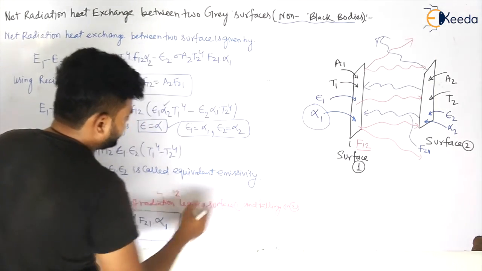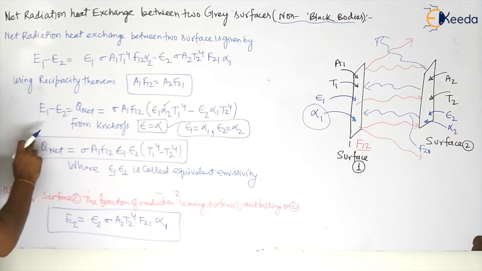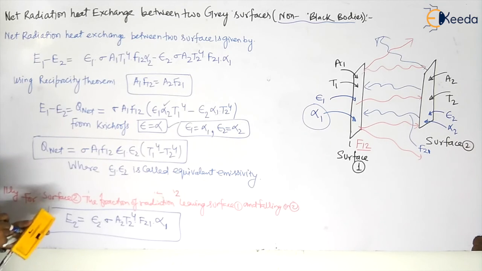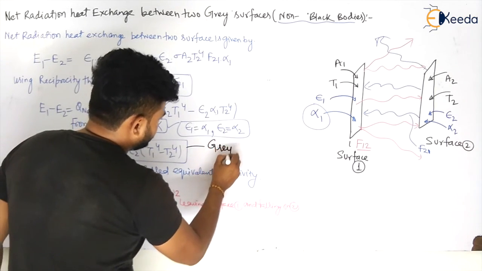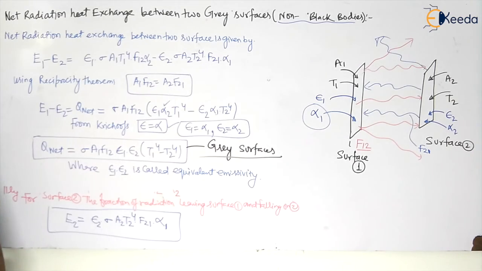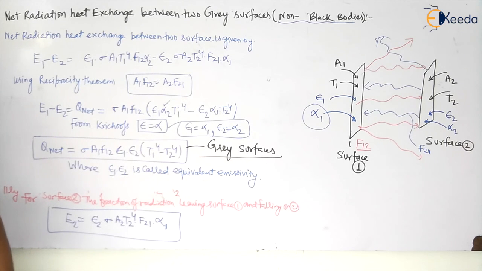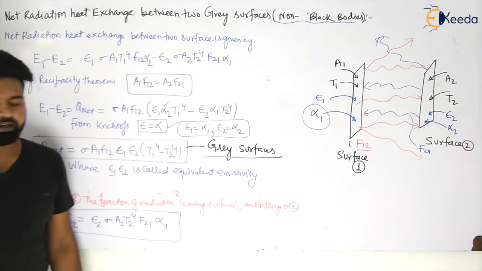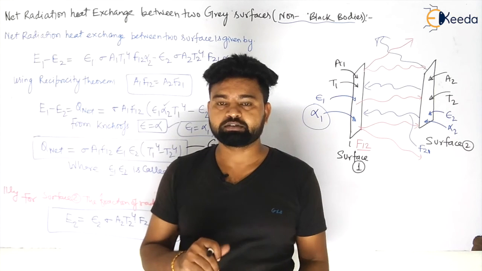This is called your equivalent emissivity, and this is your net radiation heat exchange between two non-black bodies, or we can say for the gray surfaces. This is for the gray surfaces, my dear students. Okay, so this is your net radiation heat exchange between the bodies of gray surfaces. Okay, hope you have understood all the concepts, my dear students. Thank you so much again.